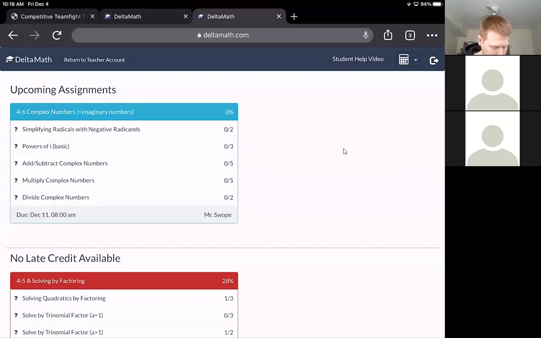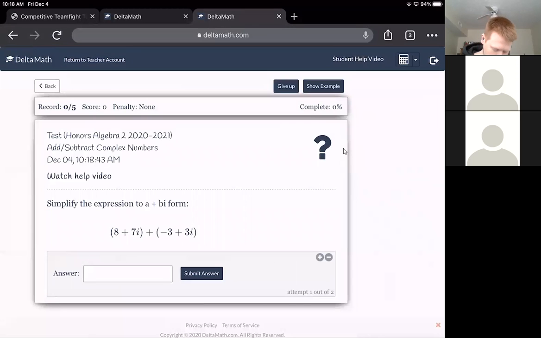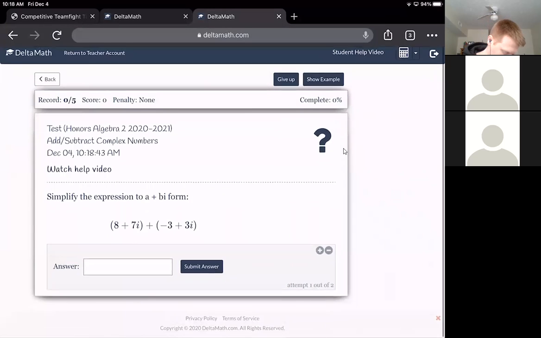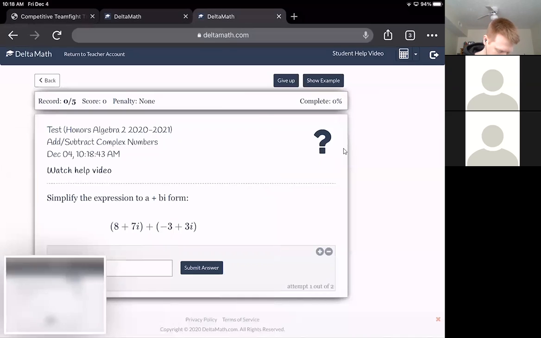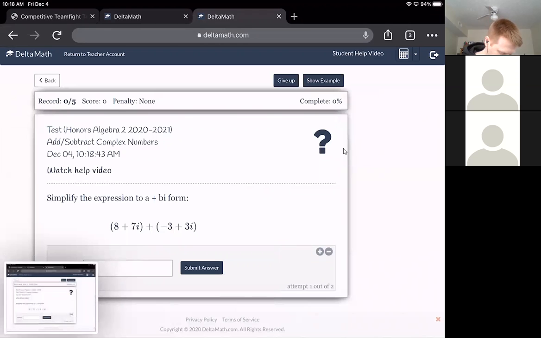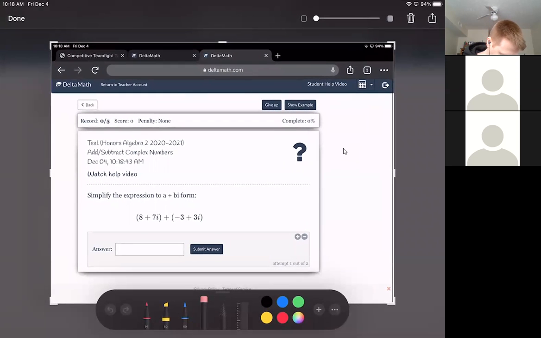The next sections are dealing with complex numbers. These were like the notes from yesterday. This section is just adding or subtracting, so be careful if it's an addition or a subtraction question. But basically just combine your real numbers, so 8 plus -3 would be 5. Then do your imaginary number part, so 7i plus 3i would be 10i.